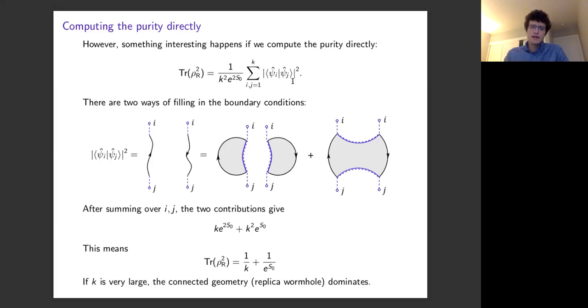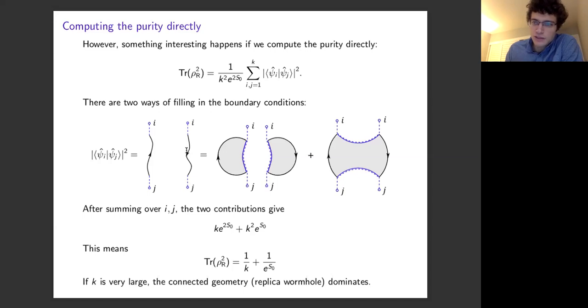Now let's write down the boundary conditions for the square of this inner product. Just one of those copies of the inner product would be boundary conditioned like this. We have a segment of the boundary with end of the world brane boundary conditions i at one side and j at the other. And the complex conjugate is the same thing, but with this arrow in the opposite direction. So we have two copies of this same boundary condition.